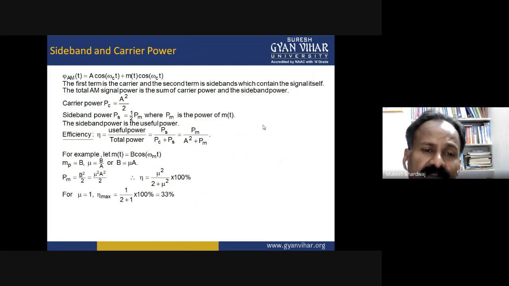Now the efficiency is the output upon input. So eta is given as useful power upon total power, and this comes out to be PM upon A square plus PM. For example, let the message signal be B cos omega_m t. So MP equals B, mu equals B by A, or B equals mu A.